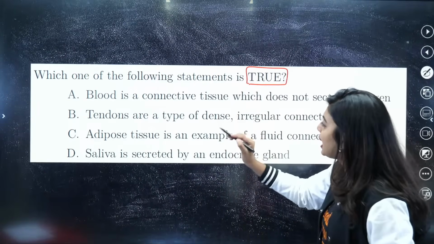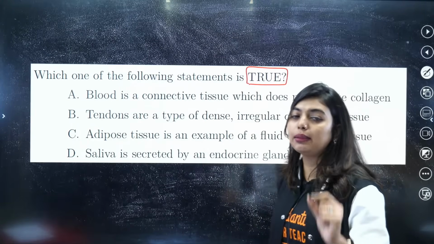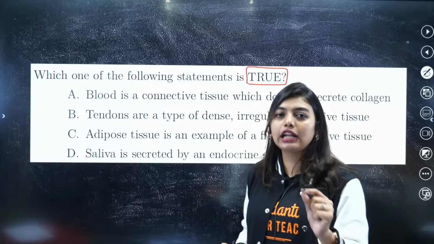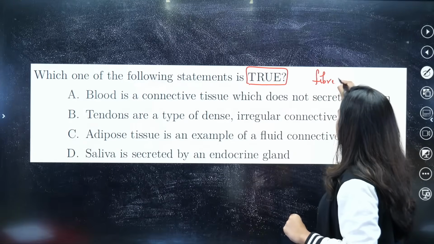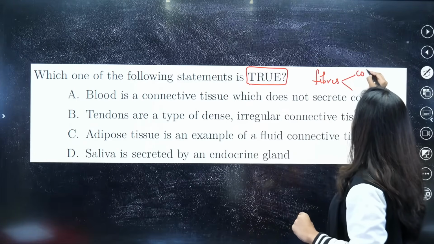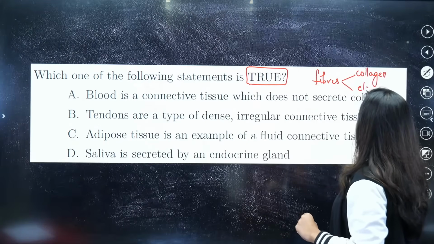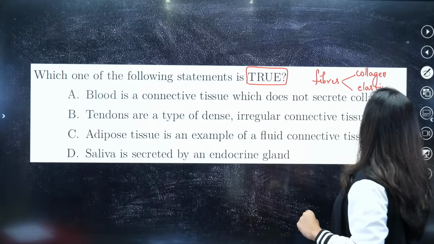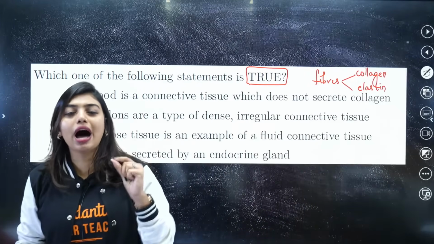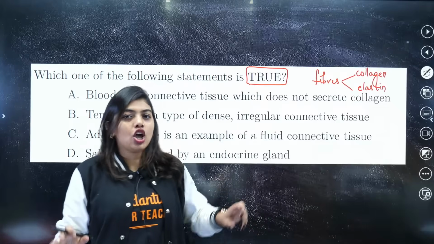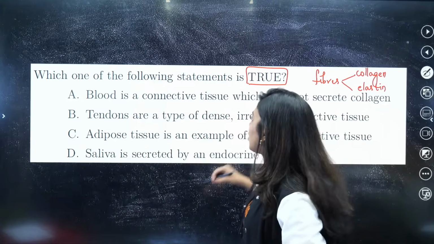Which one of the following statements is true? Let's see. Blood is a connective tissue which does not secrete collagen. I totally agree, because when we study your animal tissues, we study something about fibers, and in fibers we study about collagen and elastin. And in animal tissues, it is clearly written that blood is the only one that does not have fibers. So collagen also won't be there, elastin also won't be there. So the first one is correct according to me.